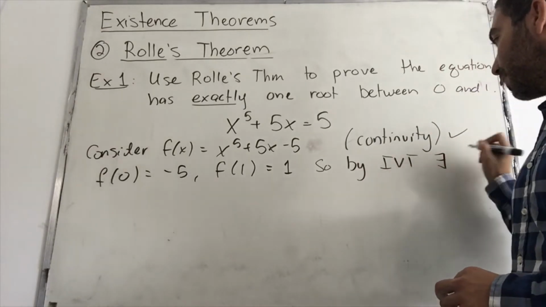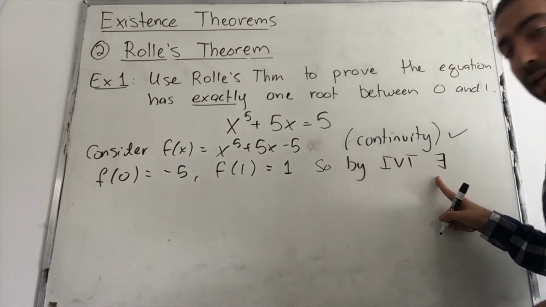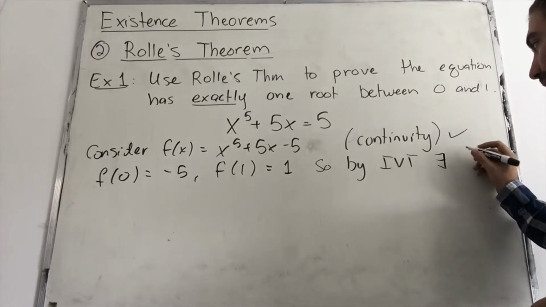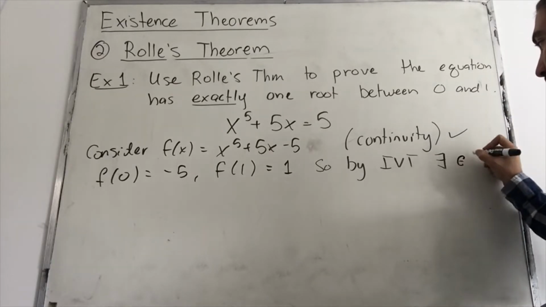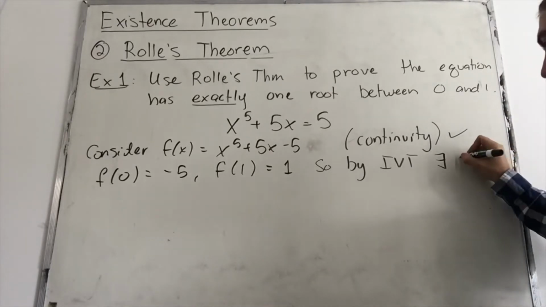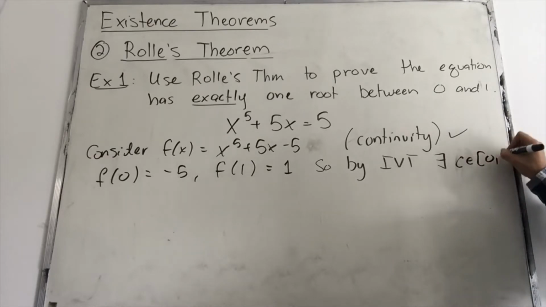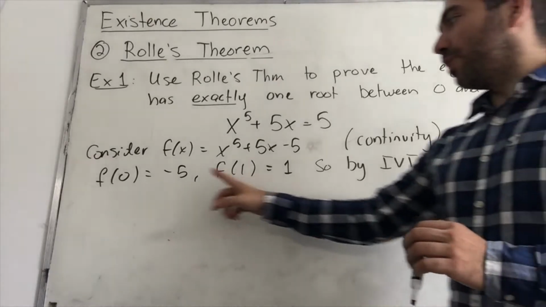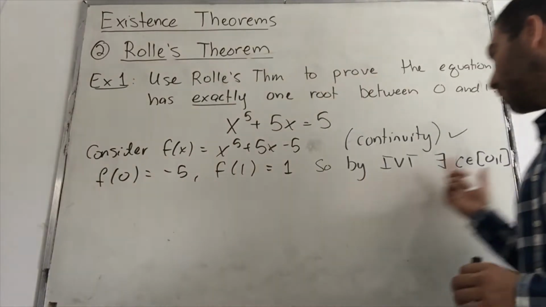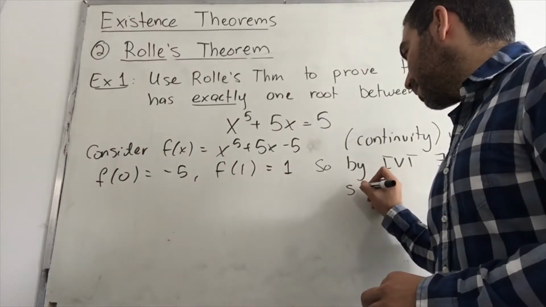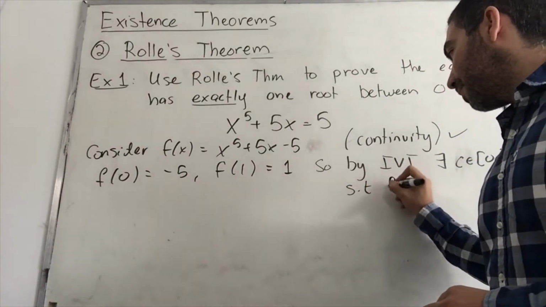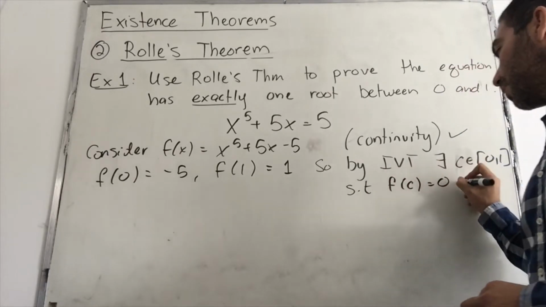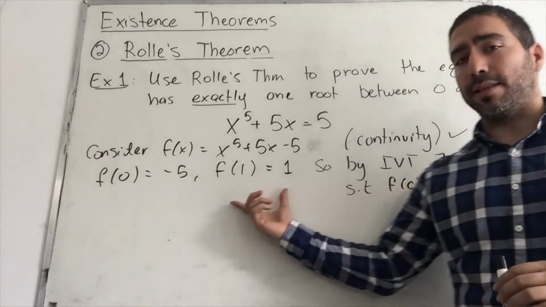Therefore, by IVT, we stated that there exists a c in between, in this example, 0 and 1. So in between the two values that we chose, 0 and 1, there exists a c value such that f of c equals 0. So we said there exists at least one root.